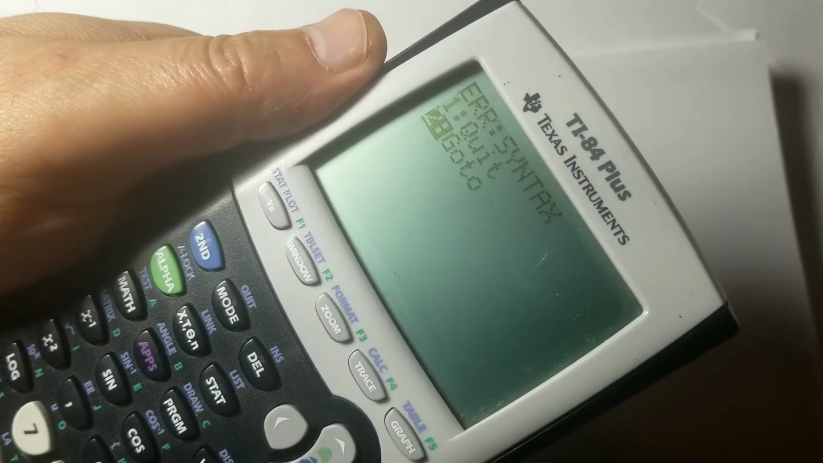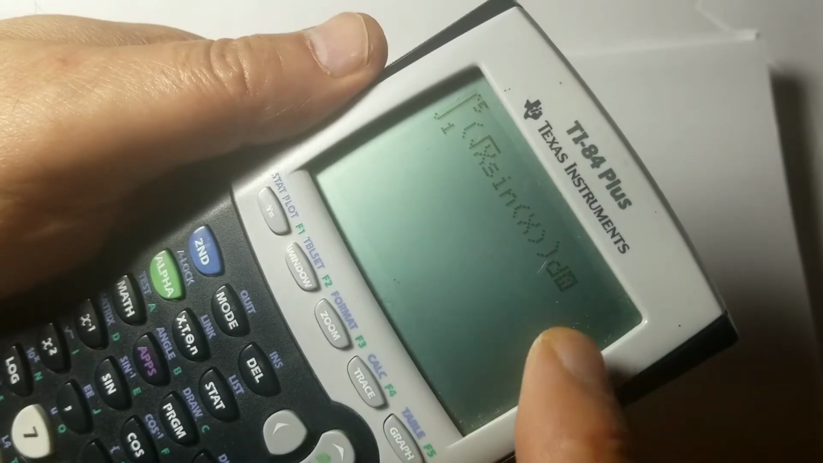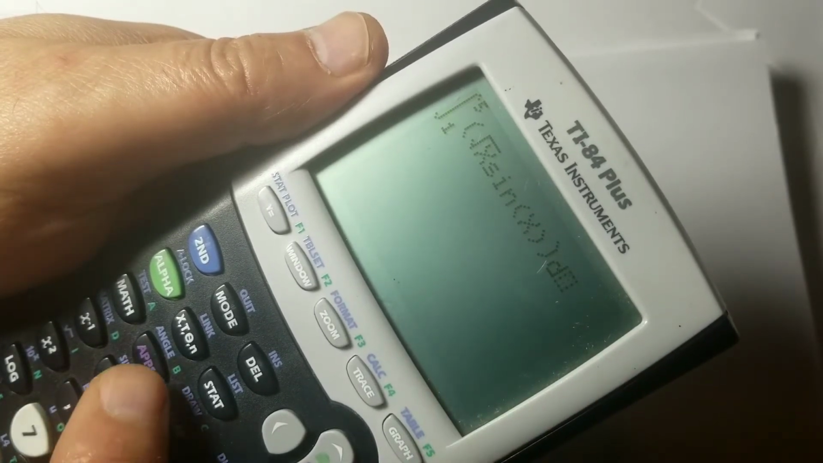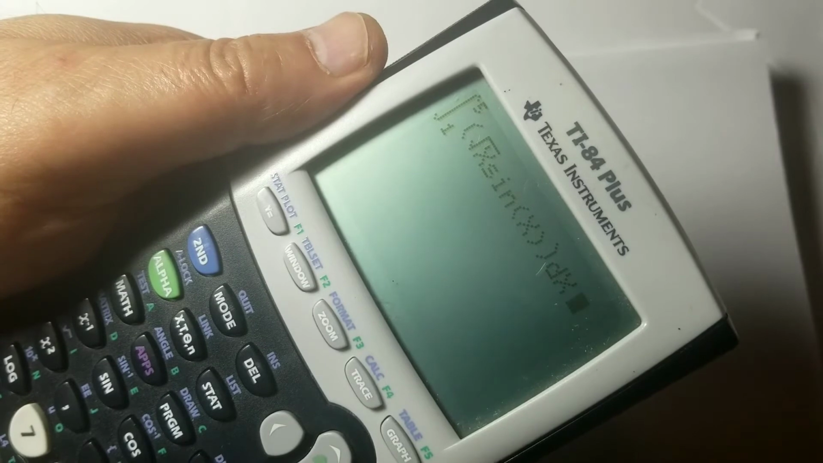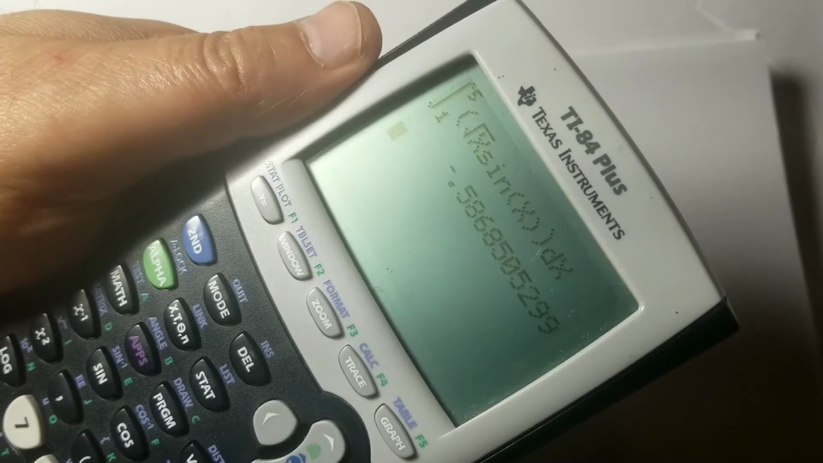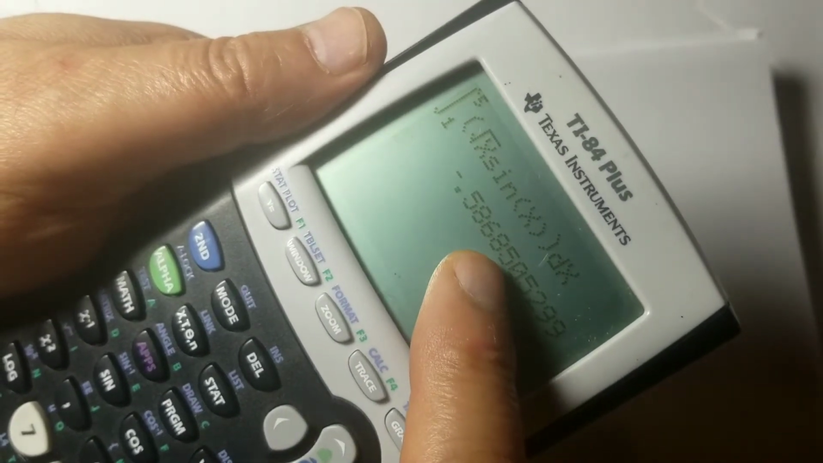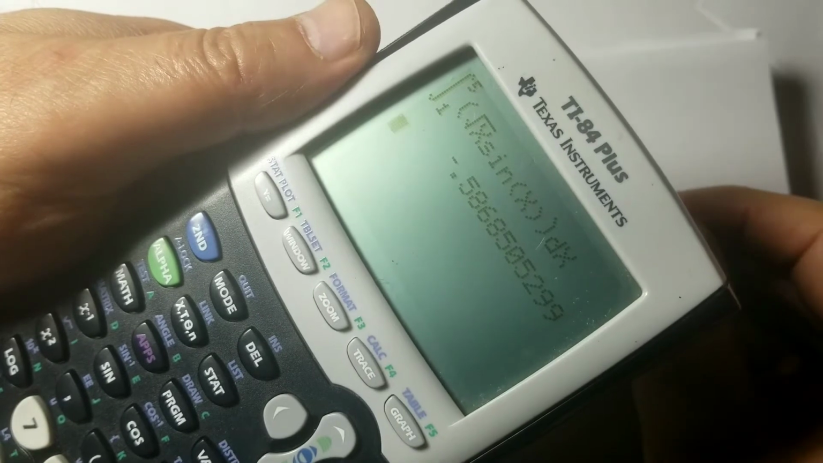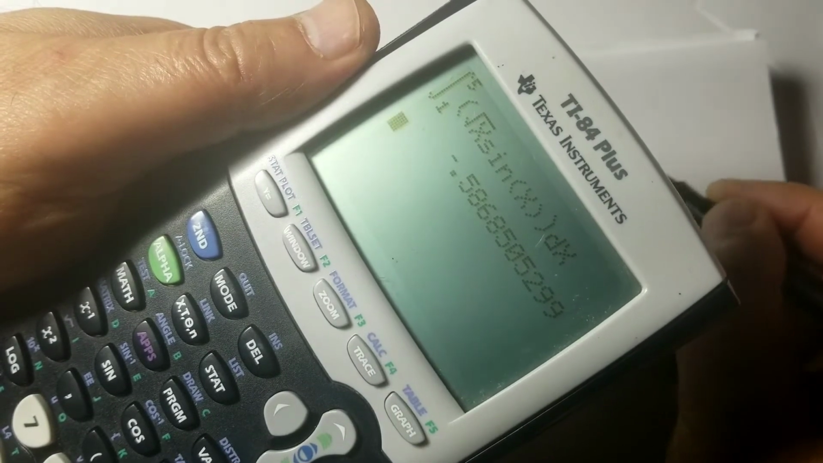Is it my syntax? Let me see, oh, I forgot to put with respect to what? With respect to x. Therefore, I put my integrand, with respect to x from 1 through 5. That's my answer. That answer is negative. It is negative 0.586.